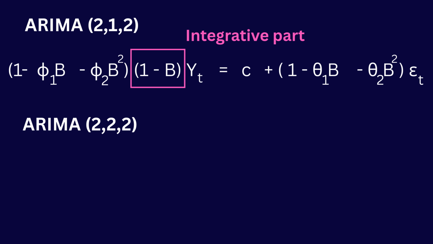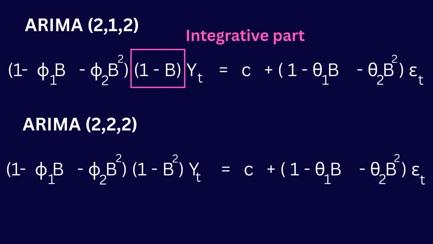Look at the next example, ARIMA(2,2,2). In here we have the integrative part as 2. So then what you have to do is just put 1 minus B squared into the left side of the formula. So if you have the integrative part as 3, then what you have to do is put 1 minus B cubed into the left side of the formula.